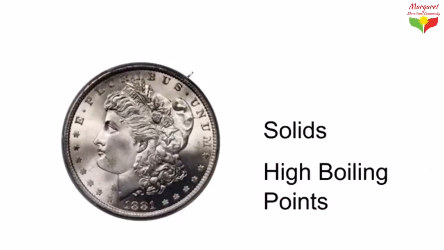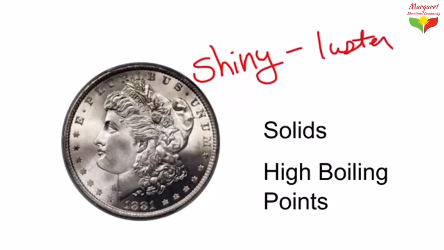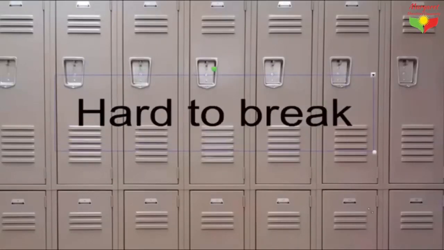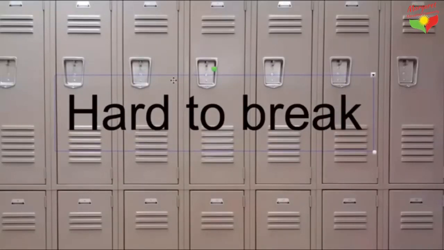Metals are also shiny, right? And we might say luster as another way to describe shiny. They are almost all solid at room temperature, with the exception of mercury. They have high boiling points because they are solids. Metals like these lockers here are also hard to break. So think about that. You wouldn't want to punch these lockers. It would hurt your hand, as metals are hard to break.